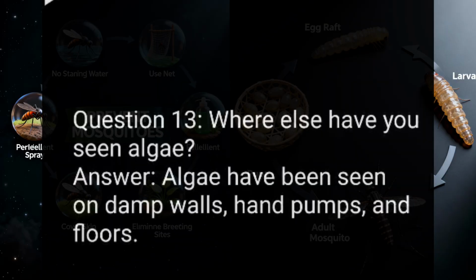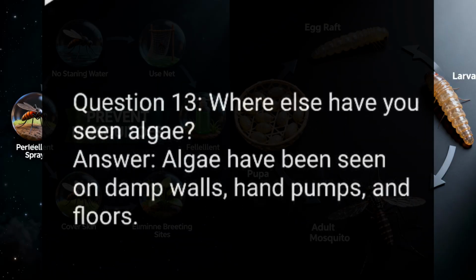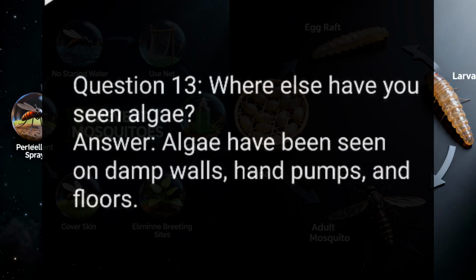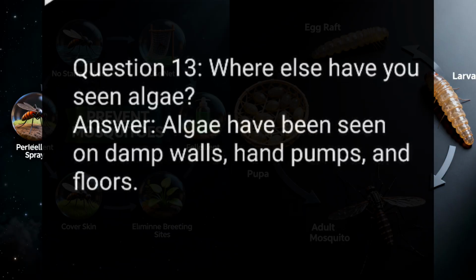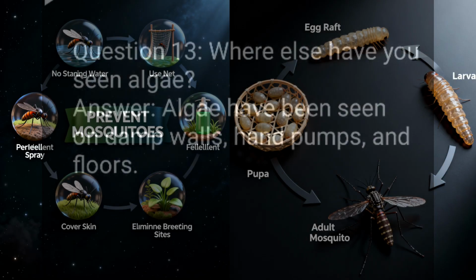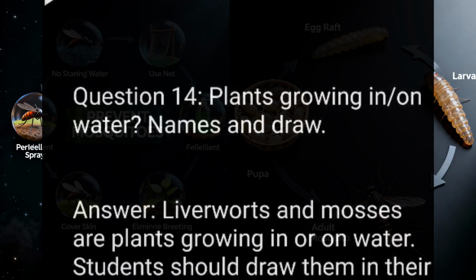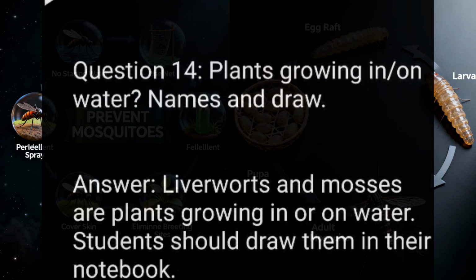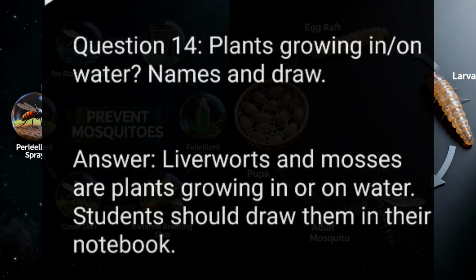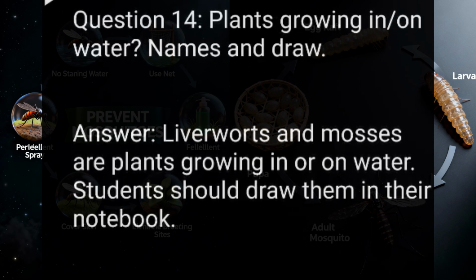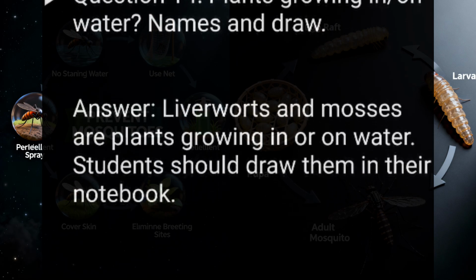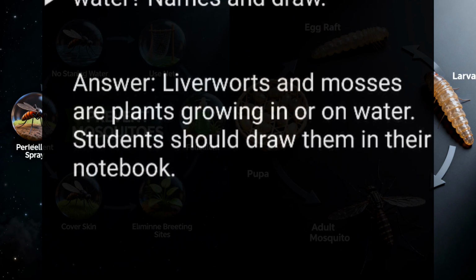Question 13. Where else have you seen algae? Answer. Algae have been seen on damp walls, hand pumps, and floors. Question 14. Plants growing in, on water. Names and draw. Answer. Liverworts and mosses are plants growing in or on water. Students should draw them in their notebook.